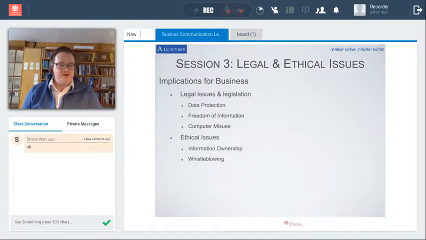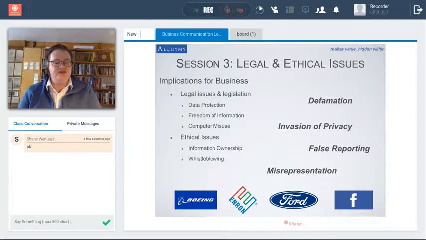And why is that important? Well, because there's a number of issues that are related to this, or that are linked, or that have implications arising from these issues. We're not going to talk specifically about things like defamation, invasion of privacy, or false reporting, or misrepresentation, or fake news, because that's a whole other ballpark. But those are elements or issues which can be linked to some of the legal issues as business owners and business leaders that we have to be careful around.